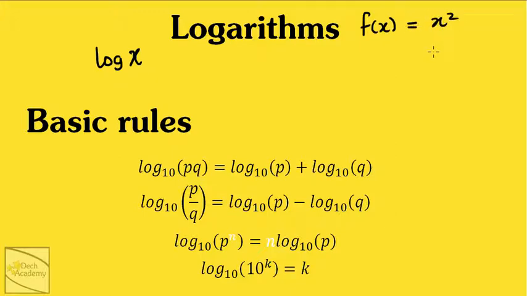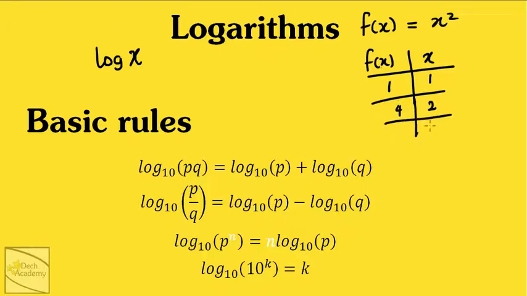The whole idea of a function of x is that you have a function of x which could be x squared. I'll just show you a basic idea. When x is 1, what is f of x? Well, f of x is x squared, which is 1 times 1, which is 1. When x is 2, f of x is 2 squared, which is 4. When x is 3, f of x is 3 squared, which is 3 times 3, which is 9.